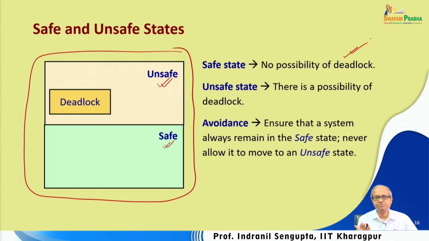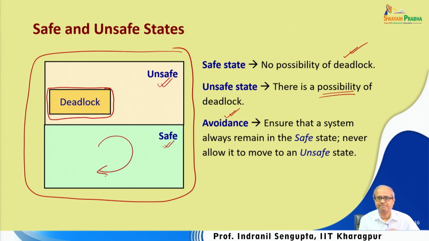But unsafe state does not mean that there is a deadlock. Unsafe state means there is a possibility of a deadlock. So, out of all the unsafe states, one small subset may be the deadlock states. So, unsafe does not mean deadlock, but anyway, in the deadlock avoidance strategy, I avoid going into the unsafe state at all. Although an unsafe state may not mean that there is a deadlock, I will remain in the safe state only. I will never cross this boundary.